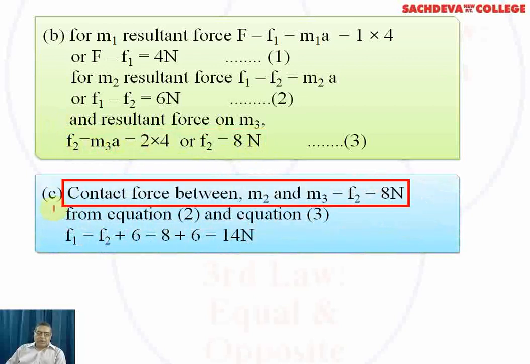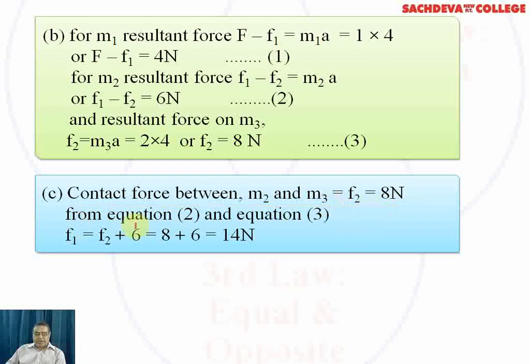Now part C is the contact force between M2 and M3. F2 is 8 newtons from equation 3. From equation 2, F1 is equal to F2 plus 6. It will be 8 plus 6, that is 14 newtons.